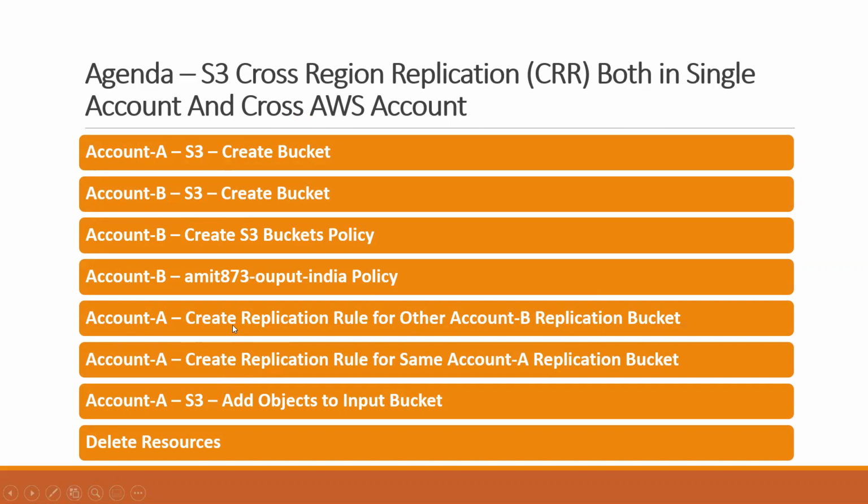So it means we need to create two replication rules, one for the same account and one for the other account. After that, we will add one object to one bucket, which will be replicated to the other bucket in the same account, as well as to a different bucket in the other account. After this activity, we will delete all the resources.